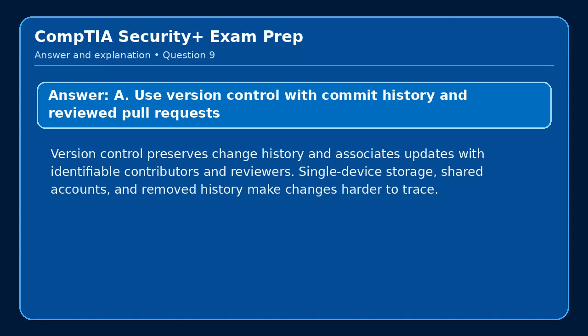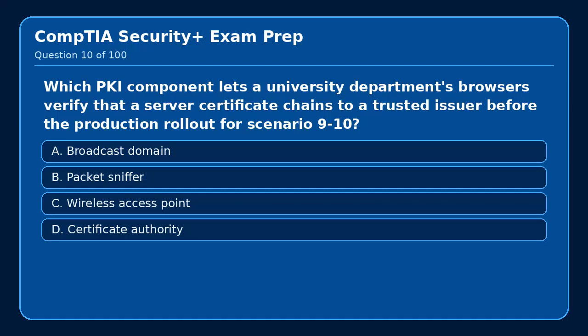Question 10. Which PKI component lets a university department's browsers verify that a server certificate chained to a trusted issuer before the production rollout for scenario 9 to 10? A. Broadcast domain. B. Packet sniffer. C. Wireless access point. D. Certificate authority.